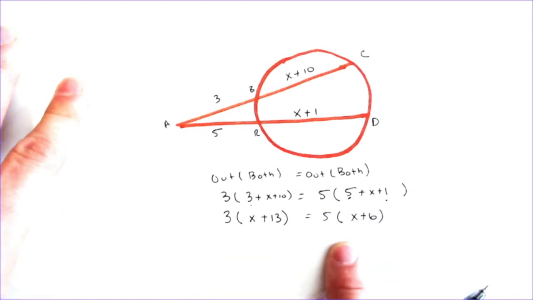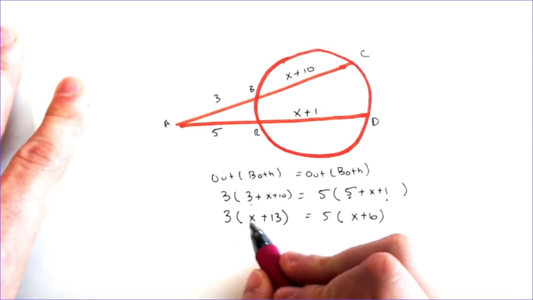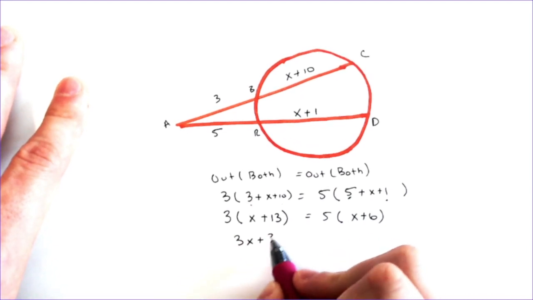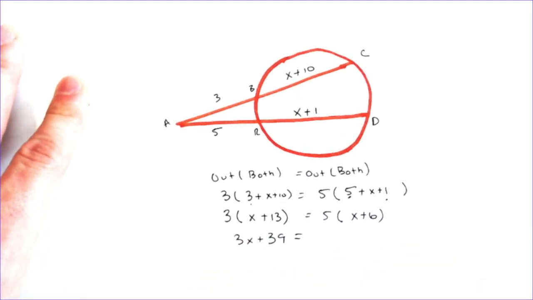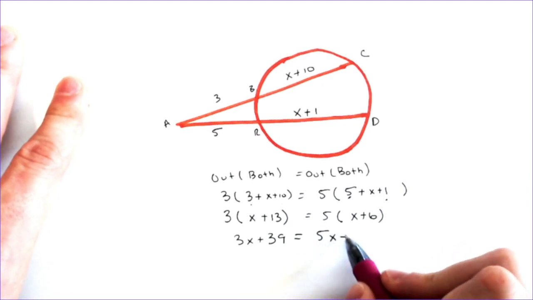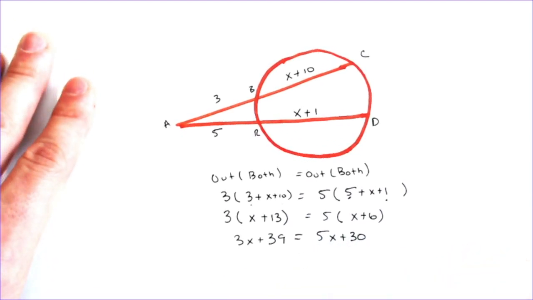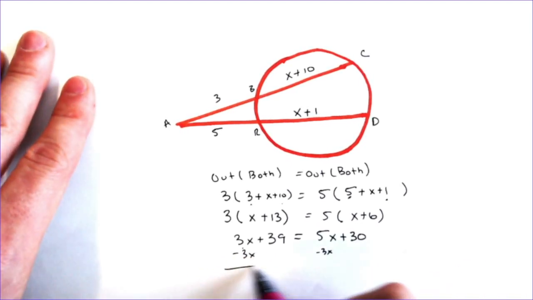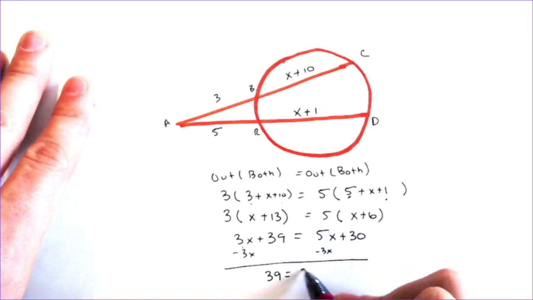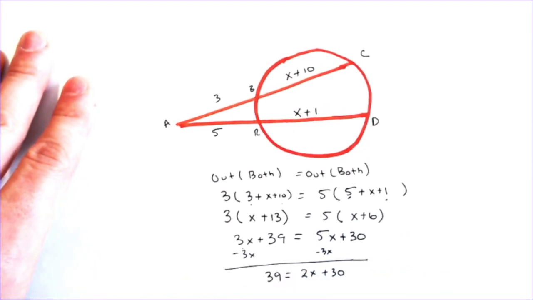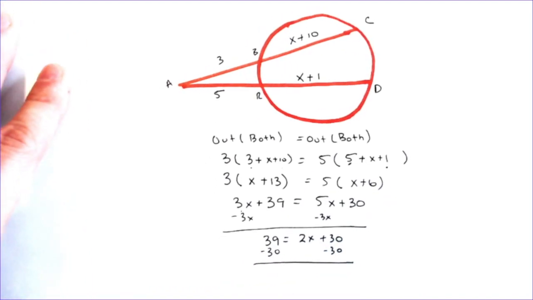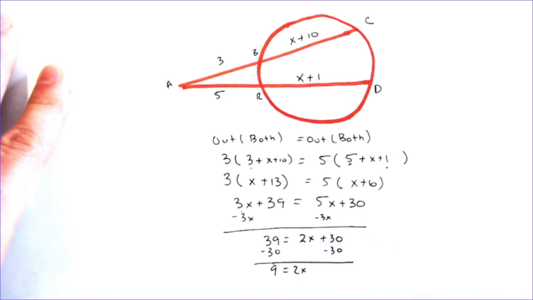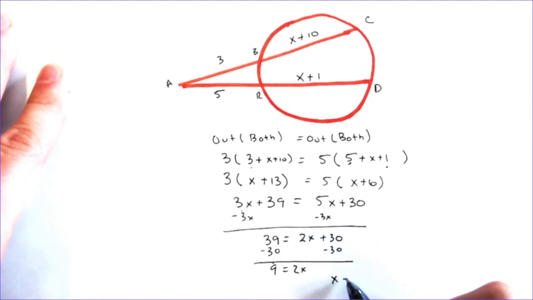And now it turns into a more regular distribution. So we take the 3 and multiply by both terms. You end up with 3x plus 39. You take the 5 and multiply, we get 5x plus 30. I am going to move the 3x over by subtracting. We get 39 is equal to 2x plus 30. We have to subtract the 30. And when we subtract 30, you end up with 9 is equal to 2x. And when you divide 9 by 2, you get 4.5.